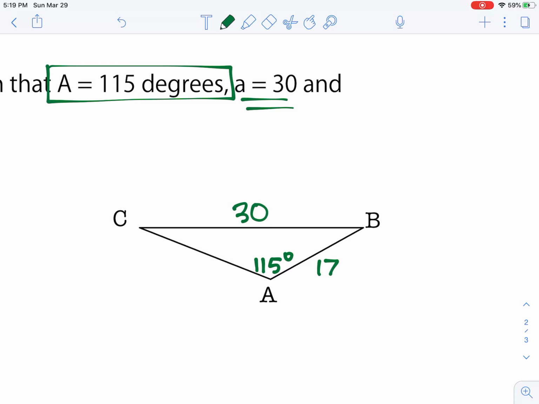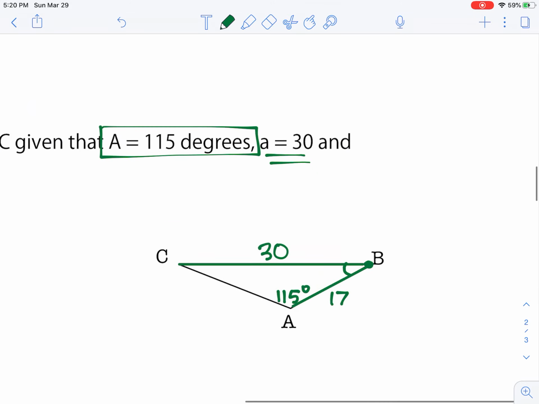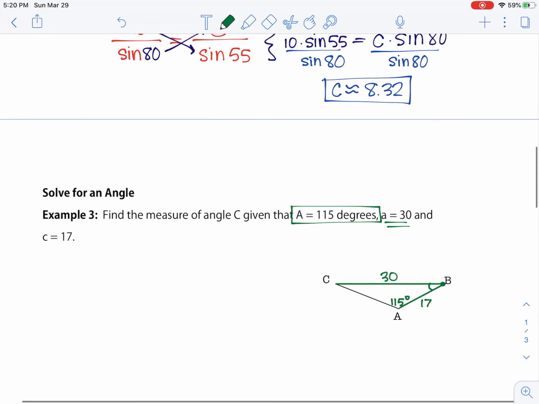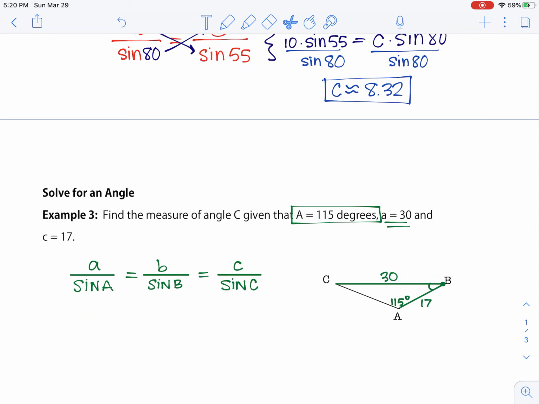So first, let's look at what it means for something to be a non-included angle. Since I know this side here and this side here, the included angle would be the angle that's in between, which in this case is B. So I should be able to solve this using the law of sines, assuming I'm given either angle A or C, because neither one of them is the angle that's included in between the two sides we know. So we have the information we need to use our law of sines. So let's go ahead and pull that up.